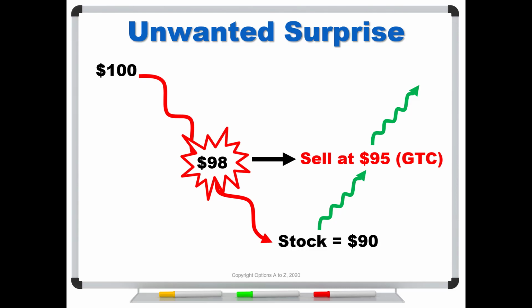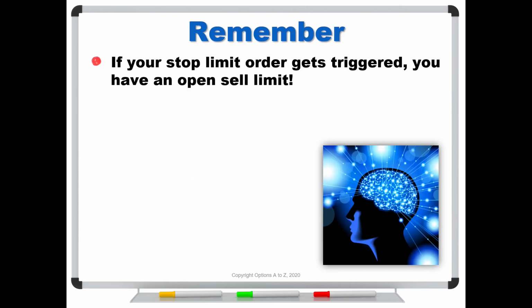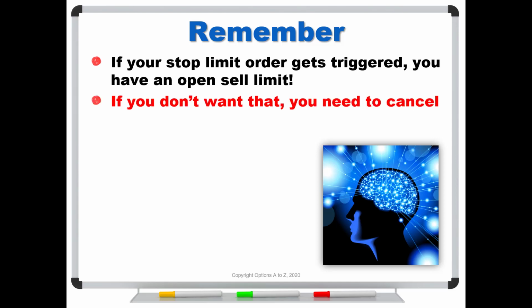So the whole moral of the story is to remember that if your stop limit order gets triggered, you have an open sell limit on the books. And if you don't want that, you need to cancel. The broker can't read your mind and figure out if that's what you actually wanted or not. But you definitely need to remember that it's there. The last thing that you need in these volatile markets is to find out that you were right for using a stop limit, but still missed out on profits.